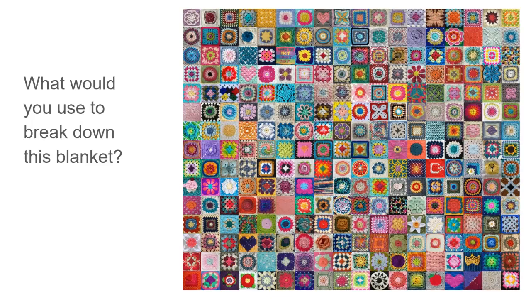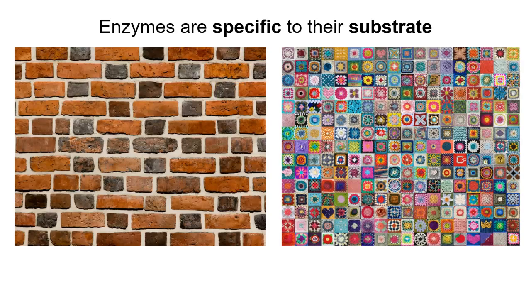Okay, so you couldn't use the scissors to break down the brick wall any more than you could use the sledgehammer to break down the blanket. Okay, in the same way, different enzymes are specific to their substrate. If they need to break down carbohydrates, they break down carbohydrates, and probably specific carbohydrates at that. If they break down lactose, they're not going to be able to break down glucose, right? So the enzymes are specific to their substrate.